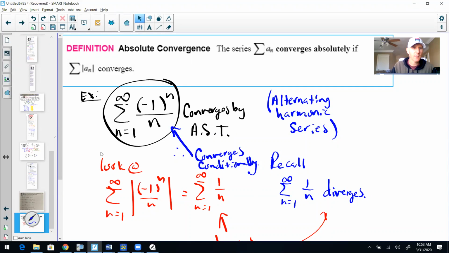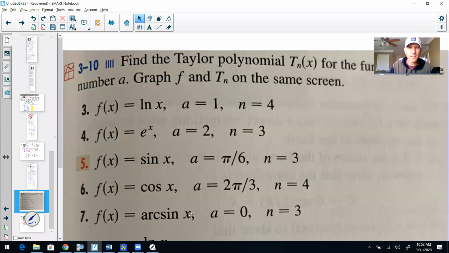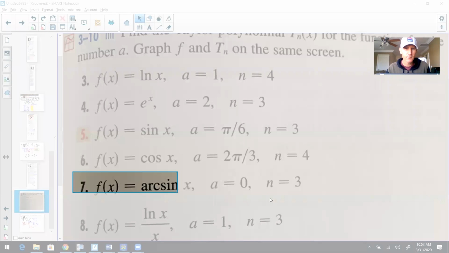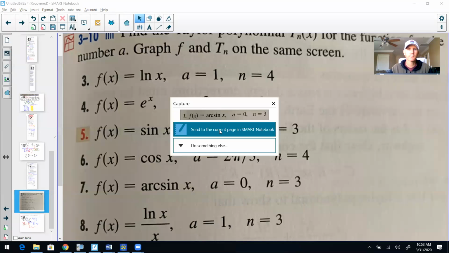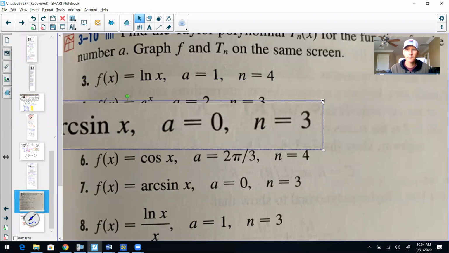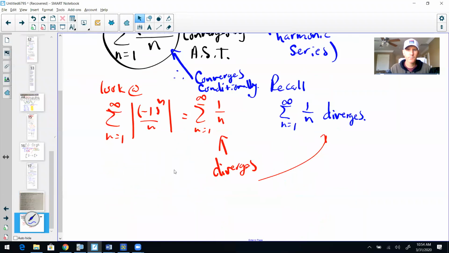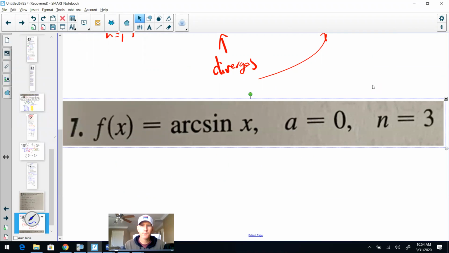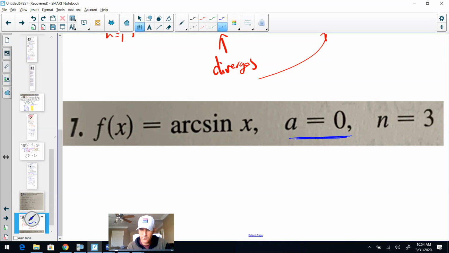Number 7 from the Stewart problems. Sure, let's check that out. So I have the Stewart problems up here. Number 7 has arcsine. We want the 3rd degree Taylor polynomial for arcsine centered at x equals 0, right? Because they say that a is equal to 0. So this is where it's centered. And this tells me it's 3rd degree.